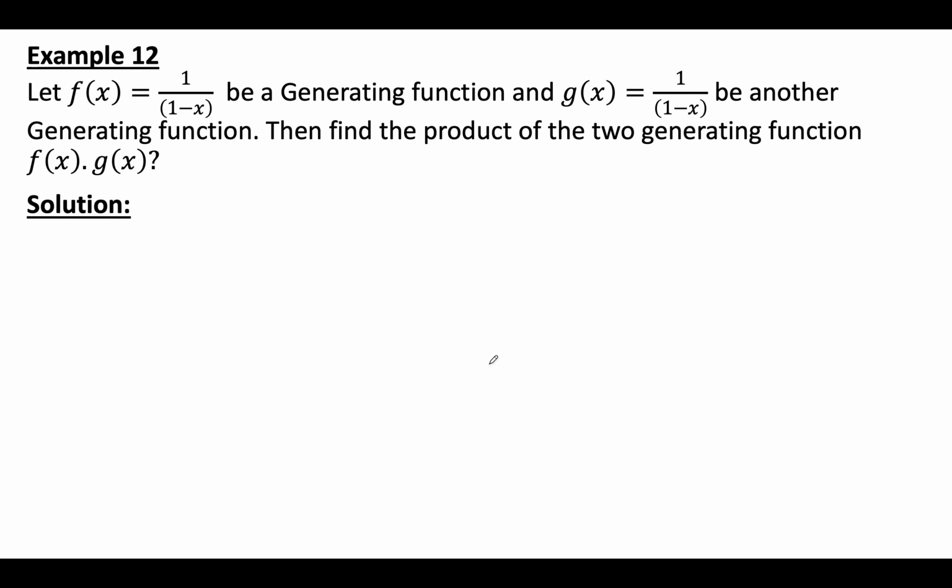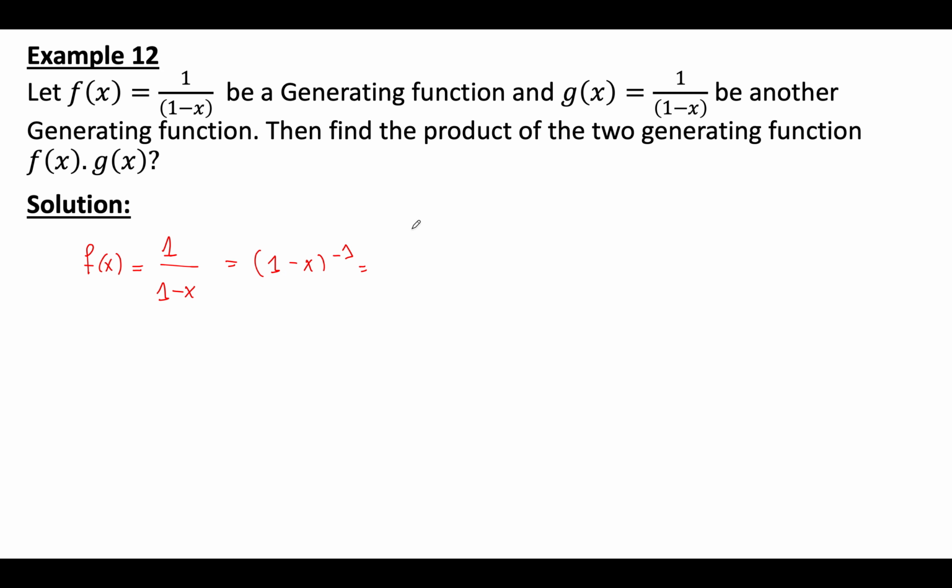Okay. Now let's see how about the product or the multiplication of two generating functions. If we got the first generating function as f of x, 1 divided by 1 minus x, and the second is 1 divided by 1 minus x, another generating function. Then in order to find the product of the two generating functions, what we can do is first, we convert this to series form. So here, f of x is equal to 1 over 1 minus x, which equals (1 minus x) to the power minus 1.